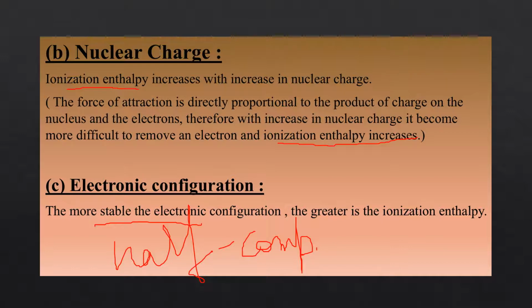Similarly, in case of completely filled p orbital, there should be 6 electrons in p orbital. So to remove those 6 electrons, it is difficult. It requires much amount of energy. That's why stable electronic configurations have the greater ionization enthalpy.